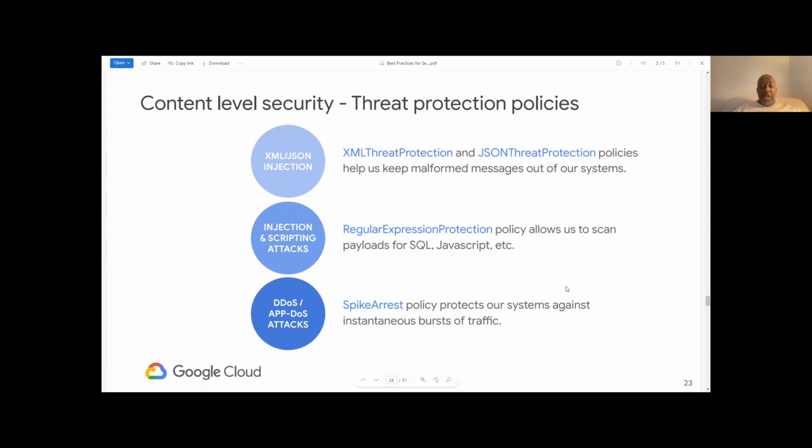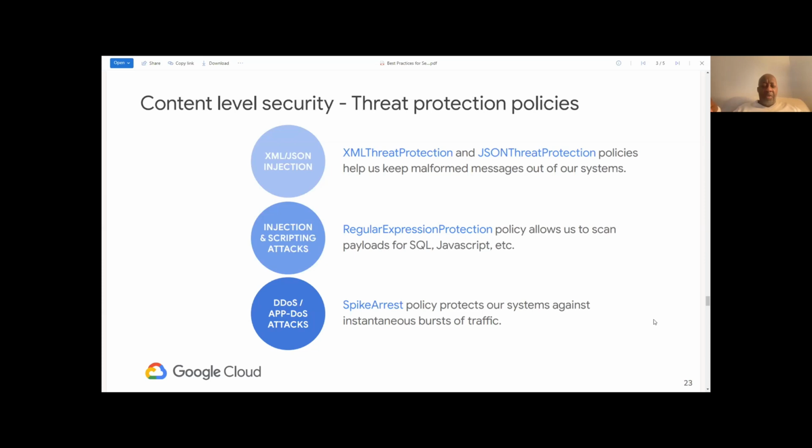So again, with Apigee, you can identify threat protection policies that you can then implement and monitor and track with dashboards and logs. You can inject regular expressions and other things to validate and test, as well as implement spike arrests or other preventative measures on specific APIs so that you can avoid bot attacks or eliminate denial of service attacks, things like that. But again, the content level security is based on the specific API.